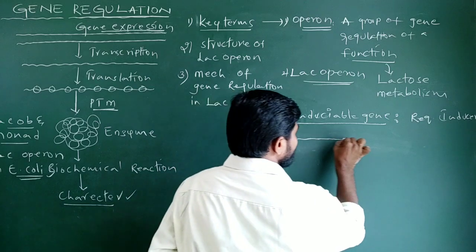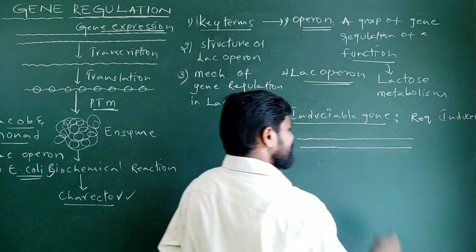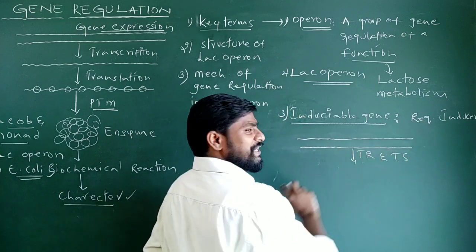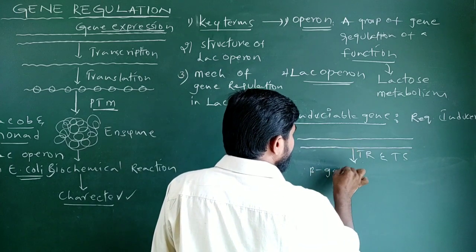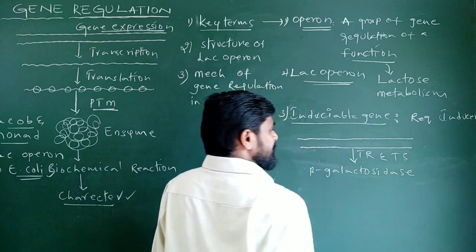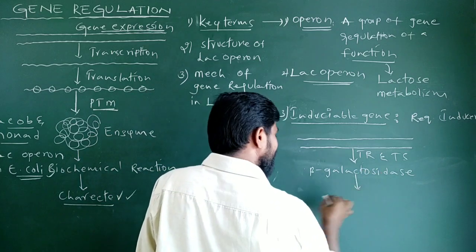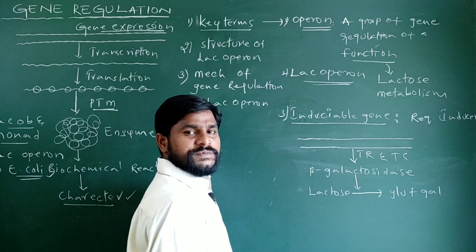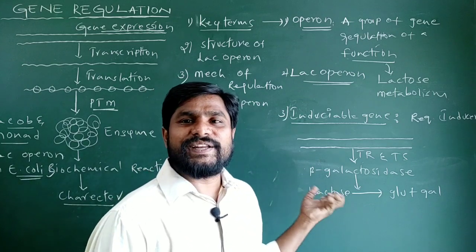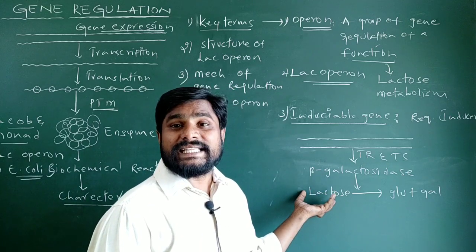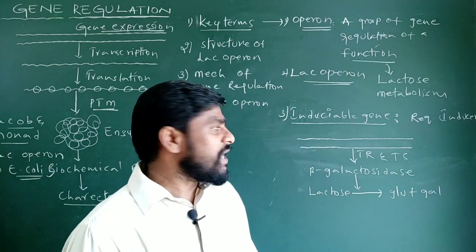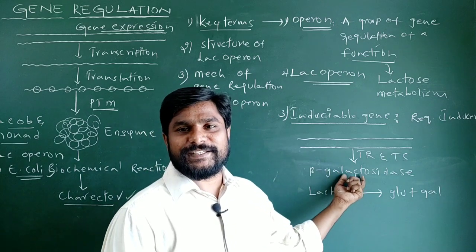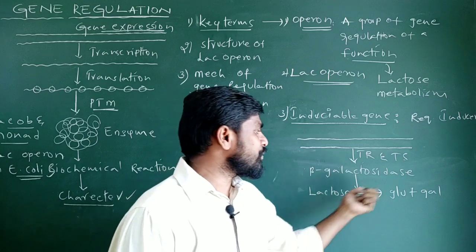In lac operon mechanism, what happens? The gene involved in lactose metabolism undergoes transcription and translation. By undergoing transcription and translation, this lac operon synthesizes an enzyme, beta galactosidase. The function of this beta galactosidase is to hydrolyze the lactose into glucose and galactose. Whenever the body of the organism has abundant lactose, it requires the synthesis of beta galactosidase, so that the particular gene, by undergoing transcription and translation, expresses the character. What is that character? The synthesis of beta galactosidase. That beta galactosidase hydrolyzes this abundant lactose into glucose and galactose.